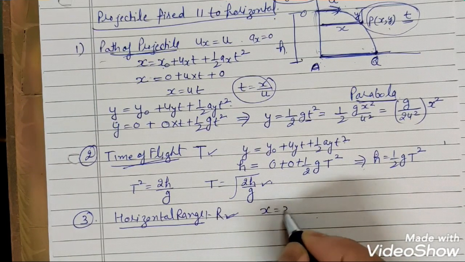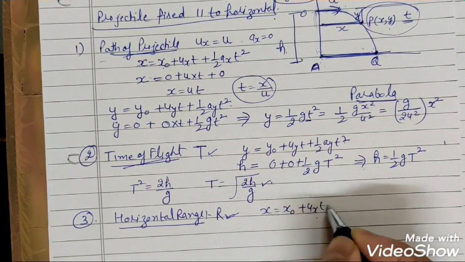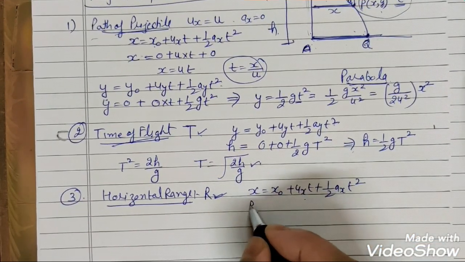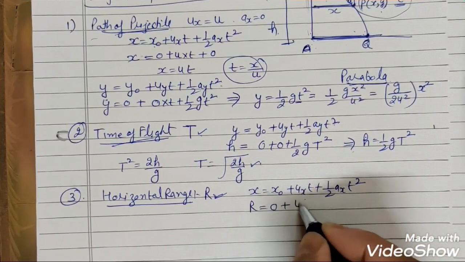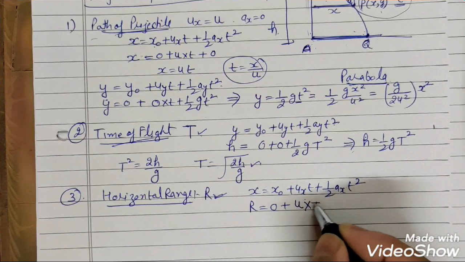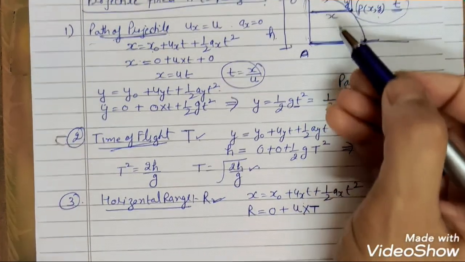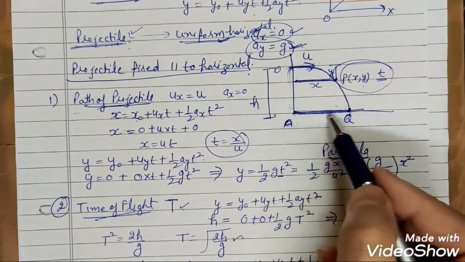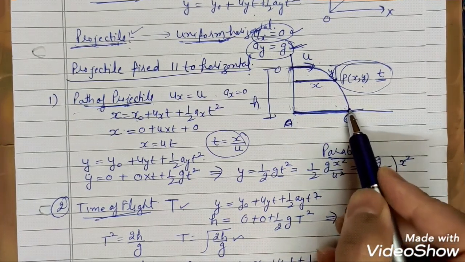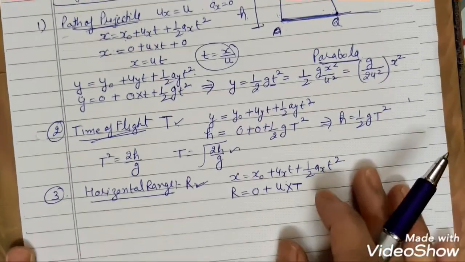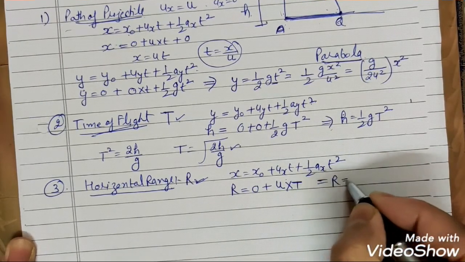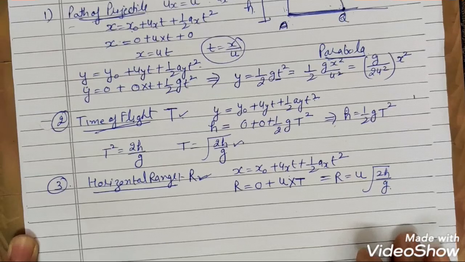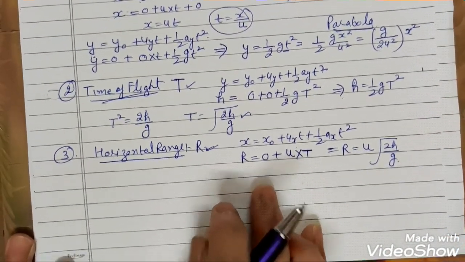So this is x horizontal: u_x t + 1/2 a_x t². Now this is the full distance. This is 0, u, and the time is the time of flight. Why? Because the projectile takes the same time to cover this and to cover this, because it is a combination of two motions. So here what we got, the range is u√(2h/g). This is the horizontal range for this motion.